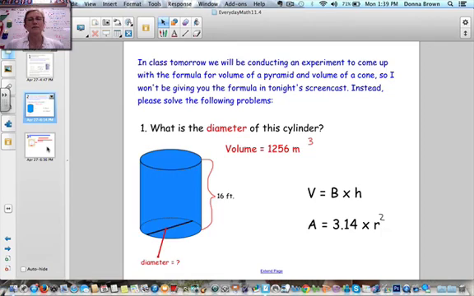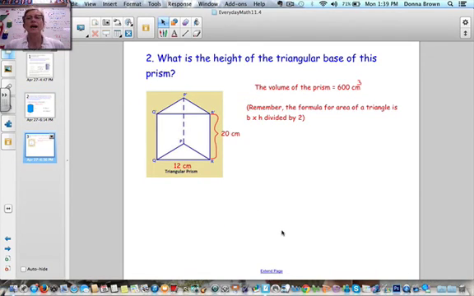And then let's go to the last one. This one says, what is the height of the triangular base of this prism? This is more challenging. So it says the volume of the prism is 600 cubic centimeters. So you need to remember that the formula for area of a triangle is base times height divided by 2. So if you're trying to figure out the area of this triangle, the formula is base times height divided by 2. So when you know the volume and you know the height, you should be able to then calculate what the area of the base is. But then to come up with the height, you've got to remember this formula right here. So good luck, give both of those a try, and I will see you in class tomorrow.